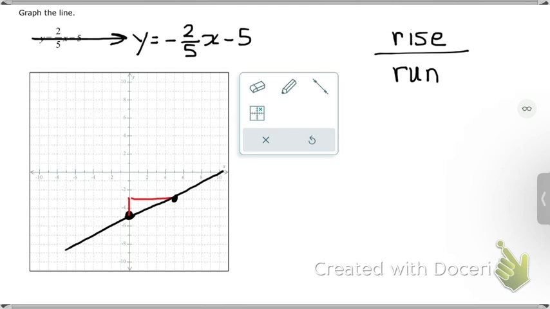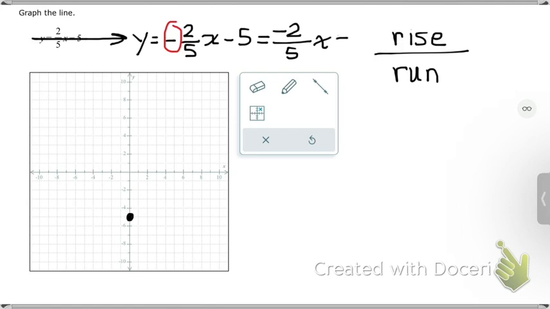Now let's take a look at if that slope were negative. So we still have a y-intercept at -5. But now we've got a negative slope. And I'm going to rewrite that and attach the negative to the numerator. And that is what I will always do with slope. I will always attach a negative to a numerator.